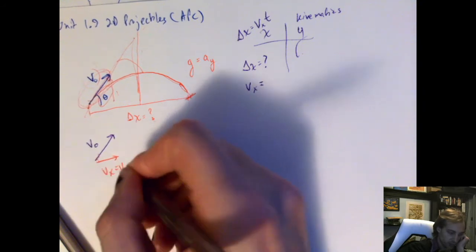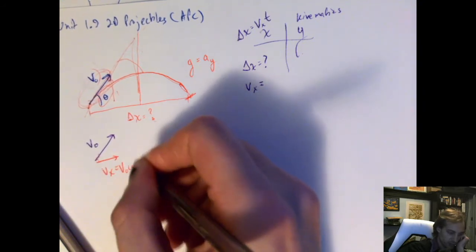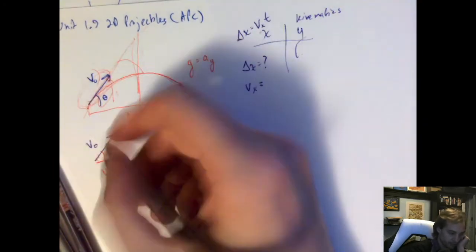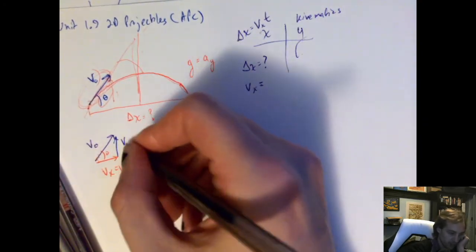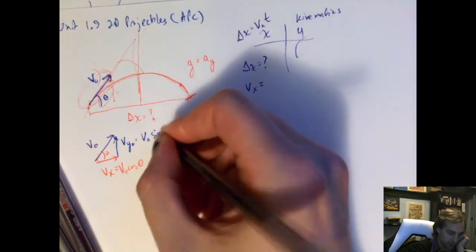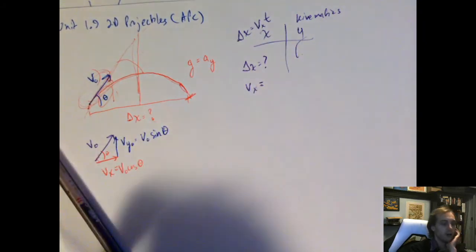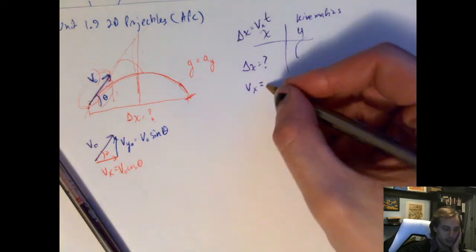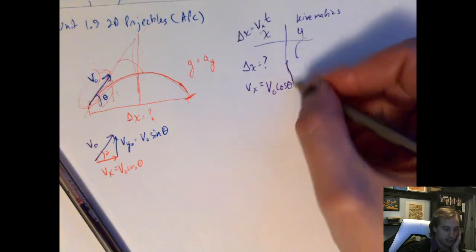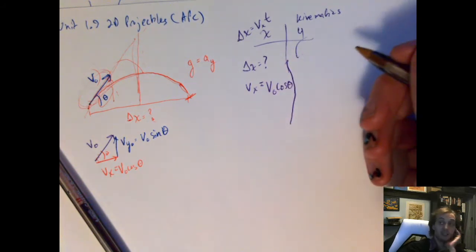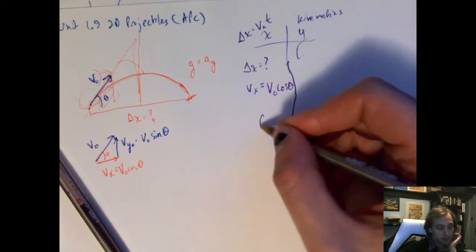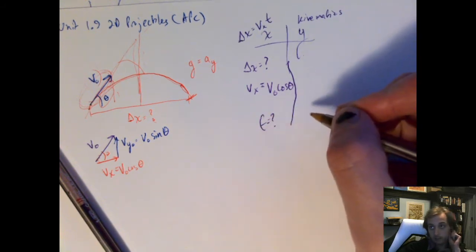Vx, which will be equal to v naught times the cosine of theta, and vy, specifically vy naught, which is going to be equal to v naught times the sine of theta. All of a sudden, we've taken these variables that we don't have and we've represented them in terms of givens. So not really a variable anymore. This is now effectively just a given. And we don't know the time.